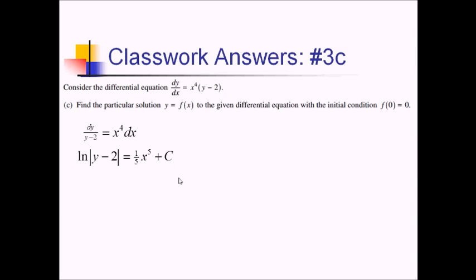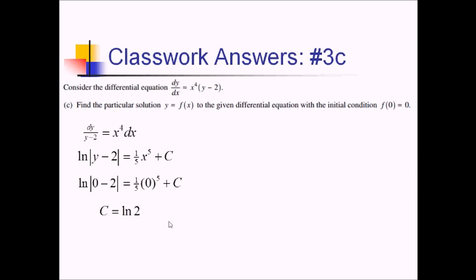Next, let's plug in our initial condition. So I have ln of absolute value of 0 minus 2 equals 1/5 0 to the fifth plus c. Well, on the right side, this just zeroes out, leaving us with c. On the left side, we have, well, let's see, this is ln of absolute value of -2, so that's actually ln of positive 2. Now to plug positive ln of 2 back in for the c value. Before we do that, though, we need to resolve this absolute value here.